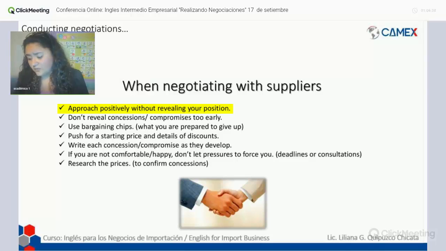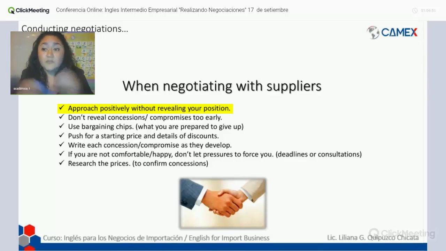In this case, if I know that I want to go there and try to sell at the highest price, or to buy at the lowest price, even though I know that I have maybe a better position, that I have more power to move the situation to my benefit, I have to go positive, but not so happy, because there I might be revealing my position. So I have to go with a positive attitude, but not reveal what I intend to get from the negotiation at the end.